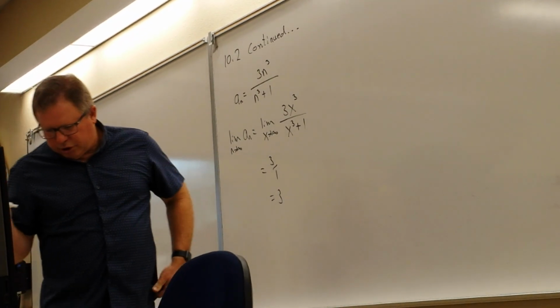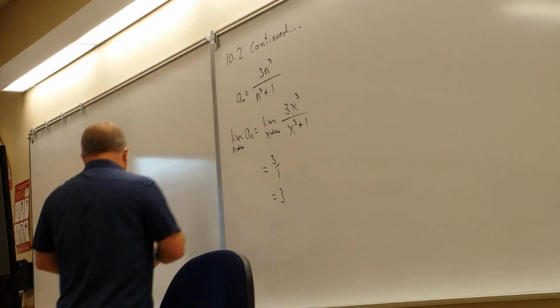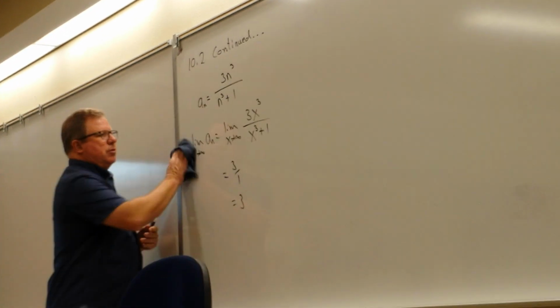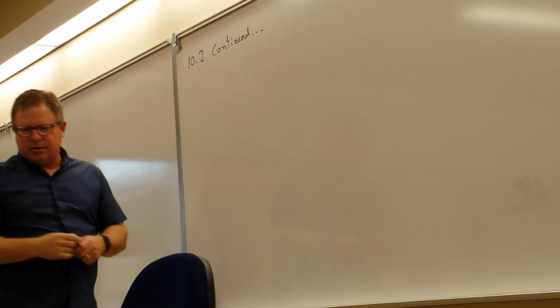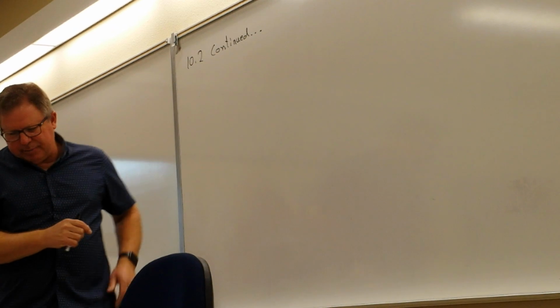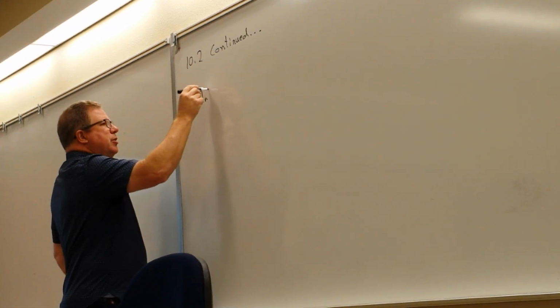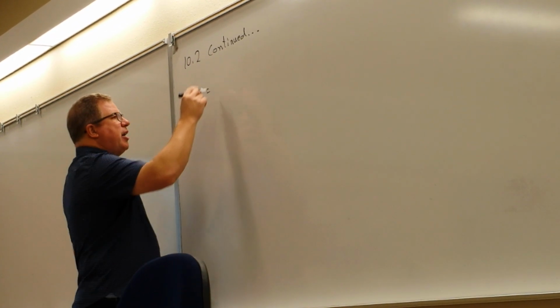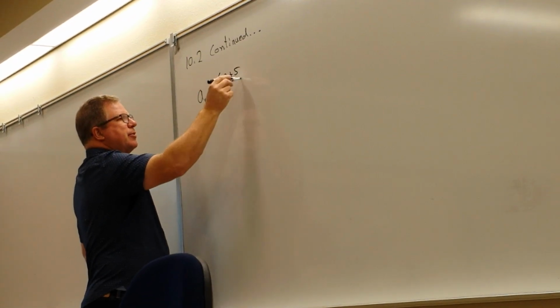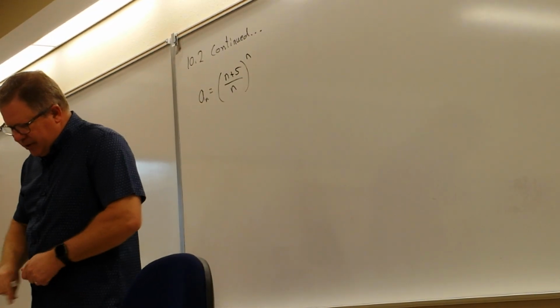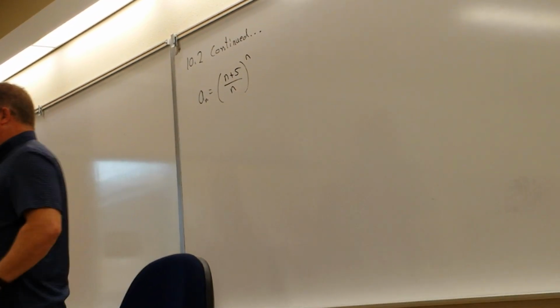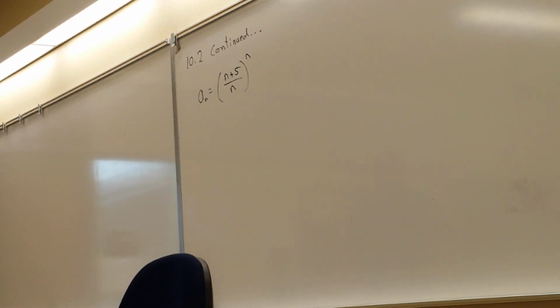This one's a little bit more complicated. Let's actually erase this. Let's suppose we have the limit, well, let's say a sub n equals n plus 5 over n, in parentheses, raised to the nth power. Before we do this, E is going to come up in this problem, the number E. What is the number E?